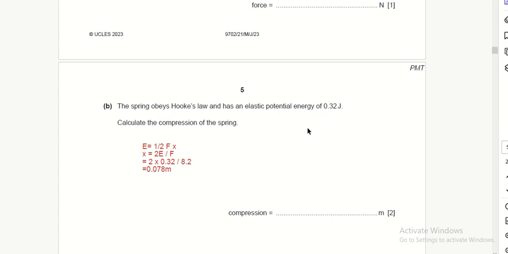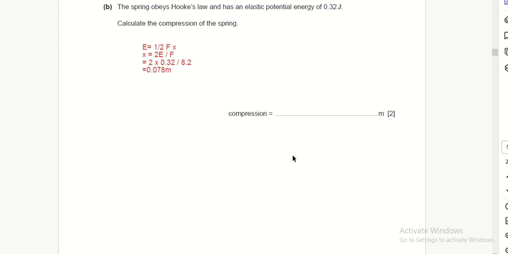We have elastic potential energy for the spring, and we need the compression. Elastic potential energy equals half k x squared, or half F x. So by rearrangement, we have 2E over F equal to x, and we can substitute easily and find the answer.